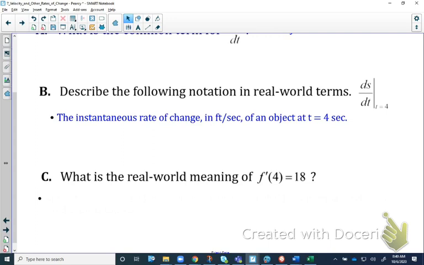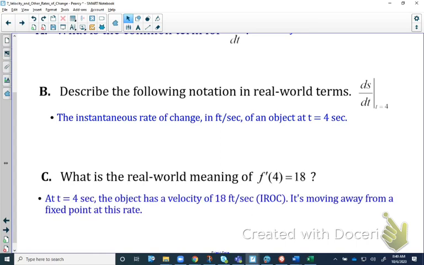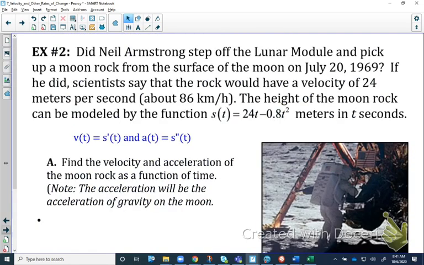So here, what is the real world meaning of f prime of 4 is equal to 18? Well, we're talking about 4 seconds. Okay, so at 4 seconds, the object has a velocity of 18 feet per second. And because it is positive, it's moving in a positive direction, meaning it's moving to the right or moving up from a fixed point, typically the origin.